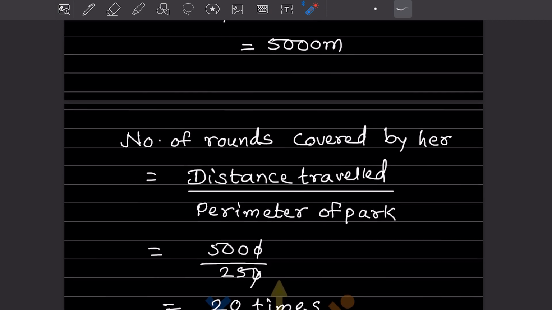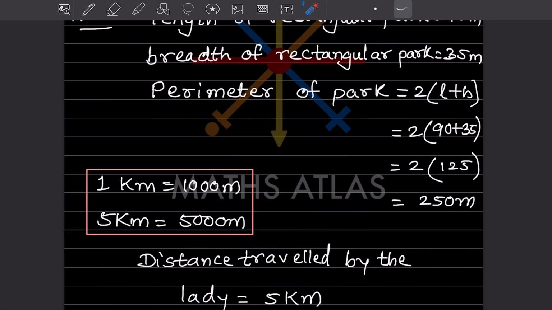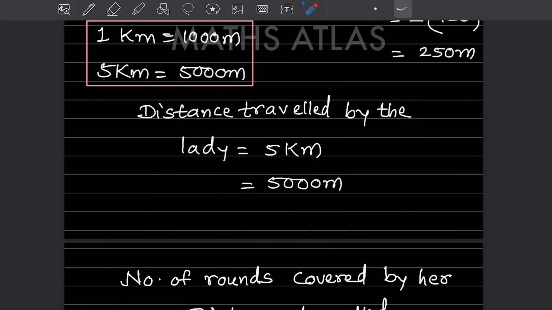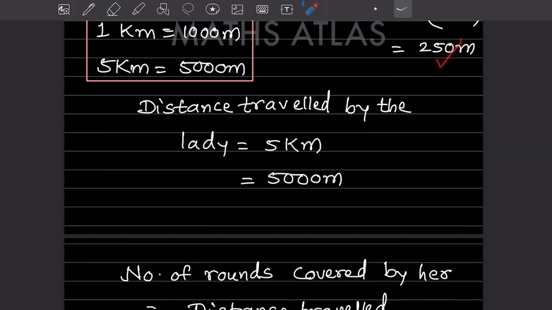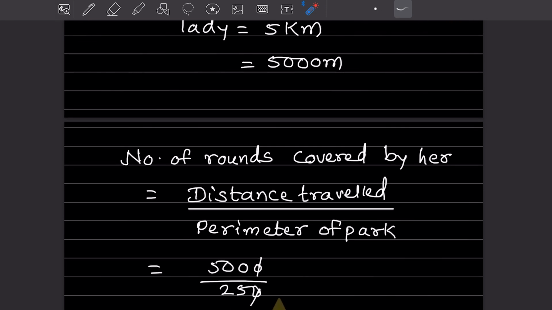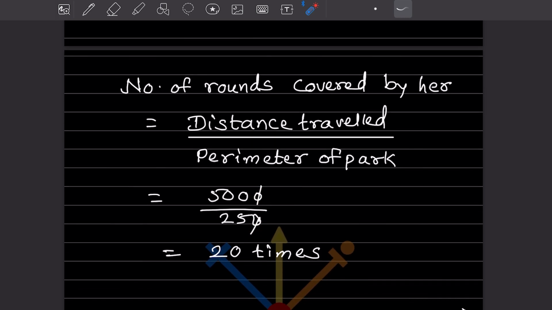Now they asked, how many times did she go around the park? So we have to find the number of rounds covered by her. The distance covered is 5000 and the perimeter is 250. So distance traveled divided by perimeter of park. Hope you got this. That is 5000 by 250. So this and this get cut, and we get 20. So 20 means 20 times. This is the final answer.